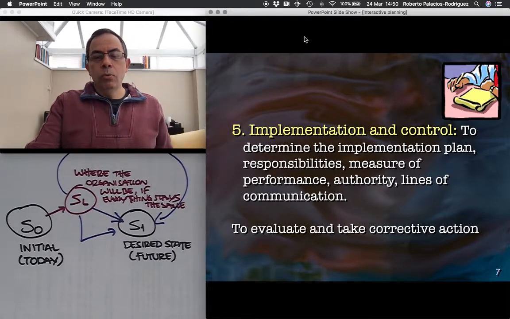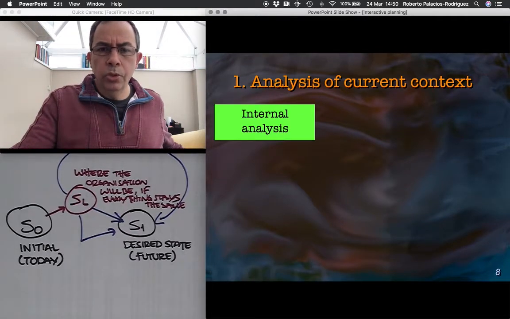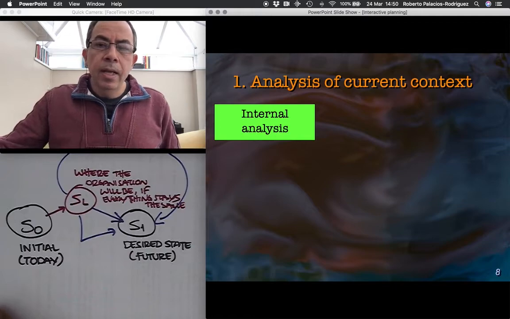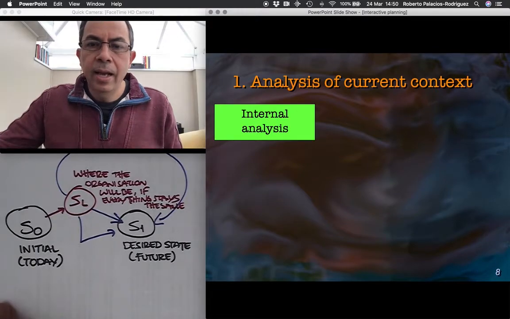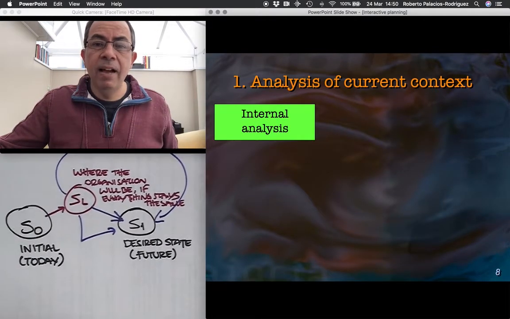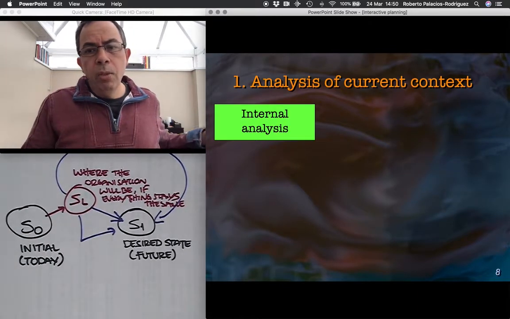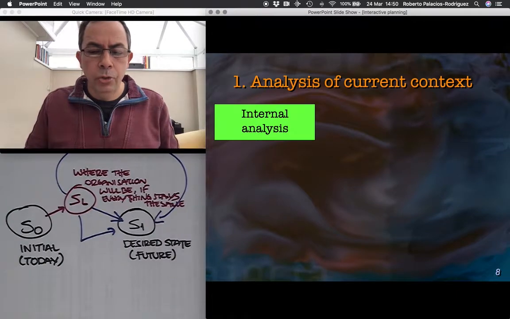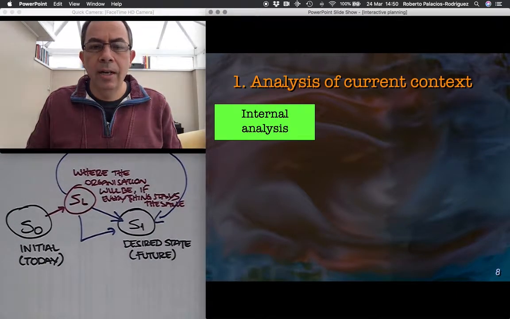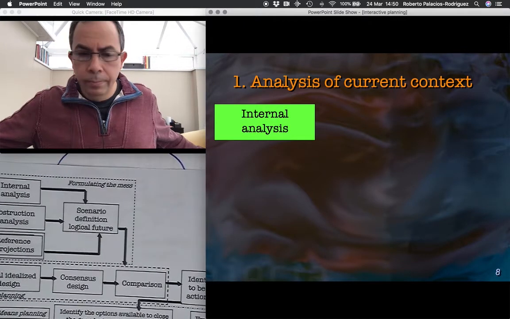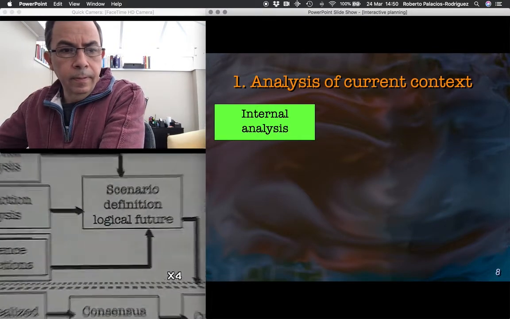So let me go through each one of the different stages in a little bit more detail, and probably this will help us to understand what it is that you need to do. The first stage, analysis of the current context, is about identifying where we are, this initial stage. And for that, there are a number of actions you need to take. The first one is called internal analysis. So going back to this one, let me make it a little bit closer.